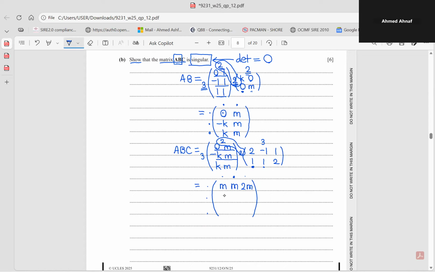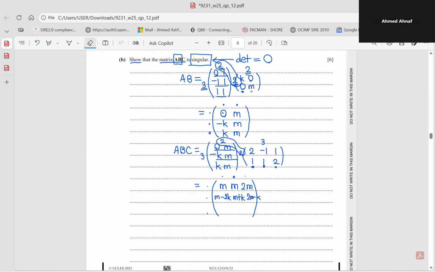Okay, and then the second row multiplied by the columns. So it's all here. So minus k times 2. So minus 2k plus m times 1. So that's m minus 2k. And then we have minus k times -1, that is k, plus m times 1, which is m. So that's just m plus k. And then here minus k times 1, that's minus k, plus m times 2, so 2m minus k.